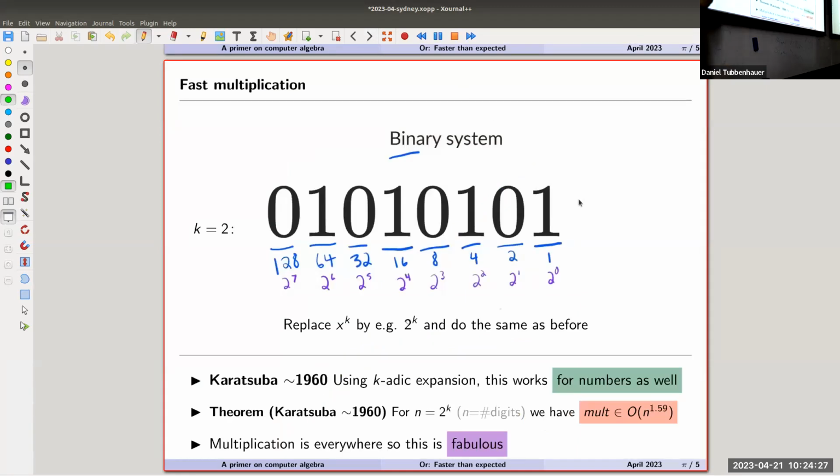The only thing you need to do is replace the x by some periodic extension of, for example, binary. Just think of this as the x to the k and the 2 to the k, and you can run exactly the same multiplication algorithm for numbers. So multiplication for numbers, in fact. Because you're a group of mathematicians, I was able to say polynomial multiplication is really important, but honestly, multiplication is just really important. And now we go down to 1.59. This is absolutely perfect.